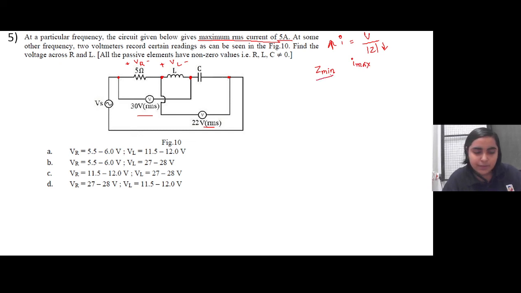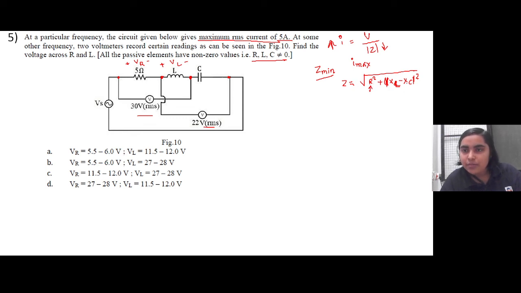So when is Z minimum? When is Z like the lowest? So what is the formula of Z? Z equal to square root of R square plus mod of XL minus XC, whole square. So as you are given, these are non-zero. So this square term is not zero, right?